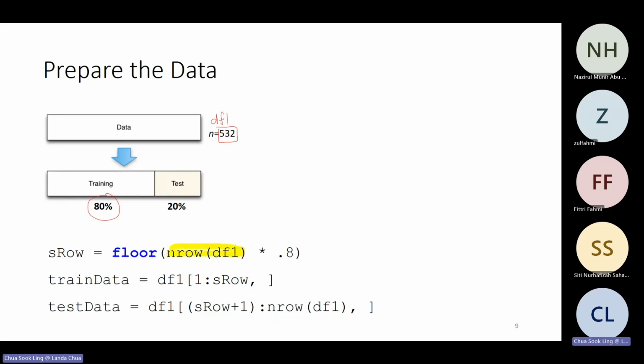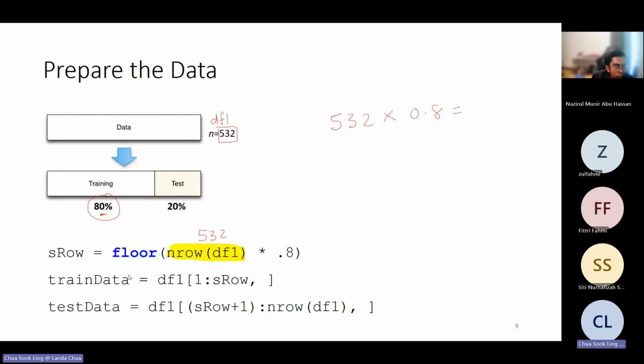nrow DF1. The function nrow here means to get the number of rows from our data frame. So this DF1 has 532. Okay, just nrow DF1 will give us 532. Because we're looking at 80%, right? So times 0.8. 532 times 0.8. Let me just calculate this in my R. 532 times 0.8, 425.6. Floor here means we are only taking the integer before the decimal point. Okay, before this decimal point, we only get the integer before this decimal. I think there is 1 decimal here, so let me just highlight like this.